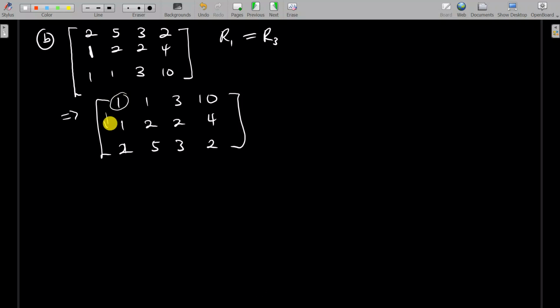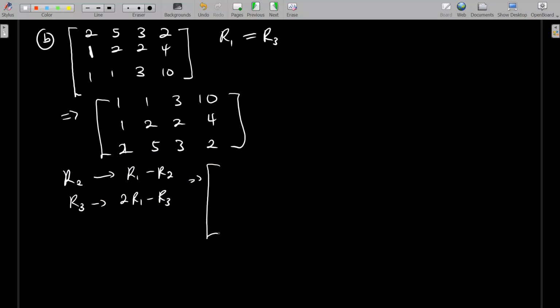I will subtract these two straight away, and then row 1 and row 2 will make sure that this guy is 0, right? And then between row 1 and row 3, that's when I'm going to multiply. So a new row 2 that I want should be given by original row 1 minus original row 2, right? And then our row 3 should be given by 2 row 1 minus row 3. And so this is going to give us this matrix here: 1 1 3 10 and 0.